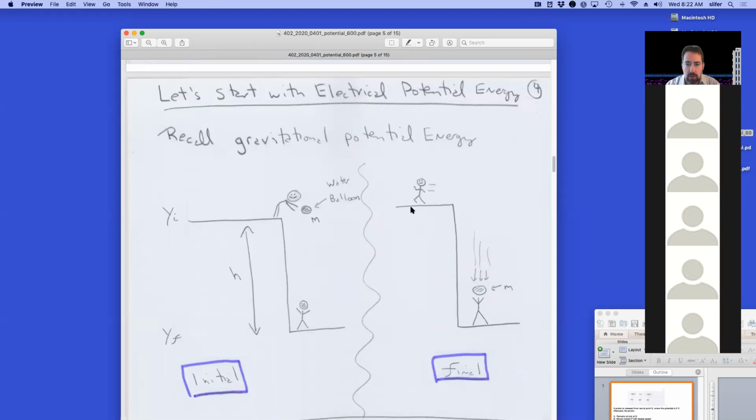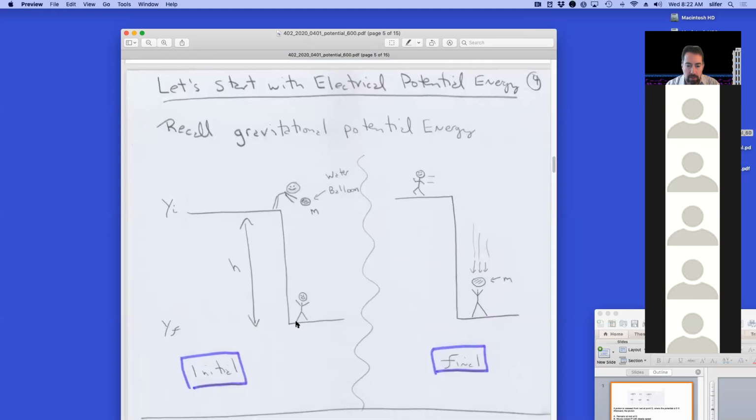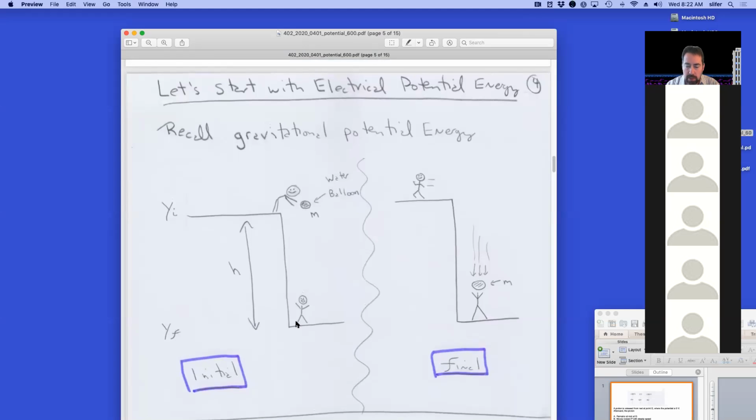Let's start with electrical potential energy. If we recall gravitational potential energy, what's the point of gravitational potential energy? We had Newton's laws. Sorry, my phone is going off. It's home office, things like this happen. Recall gravitational potential energy: we could deal with Newton's three laws and solve them to get the equations of motion for something that's moving through a gravitational field.